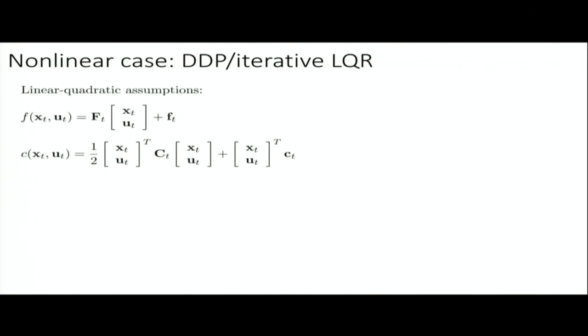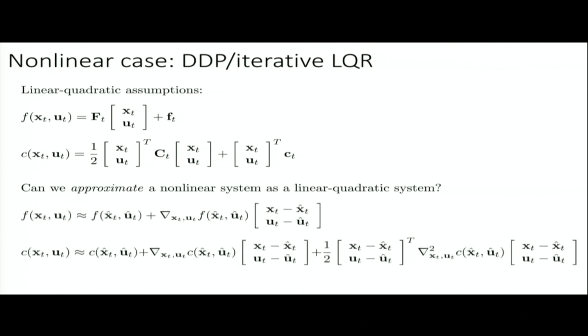So in the nonlinear case, I'm going to actually derive an algorithm called iterative LQR, which is very similar to something called differential dynamic programming, and I'll explain the difference at the end. So let's talk about iterative LQR. The idea in iterative LQR is that we know how to solve for the optimal trajectory if we have linear dynamics and quadratic costs. So if we have a nonlinear system, we're going to locally approximate it with a linear quadratic system.